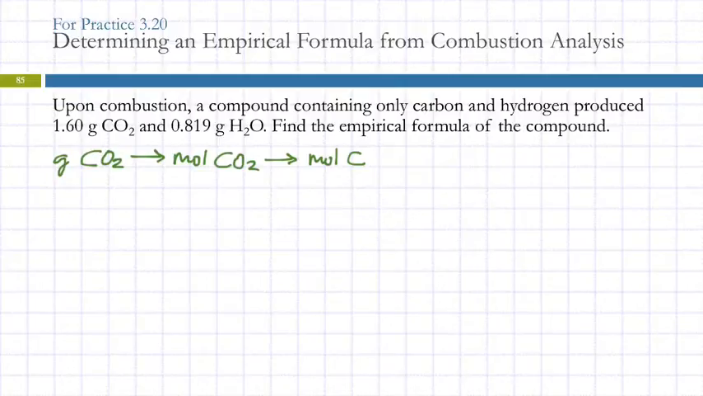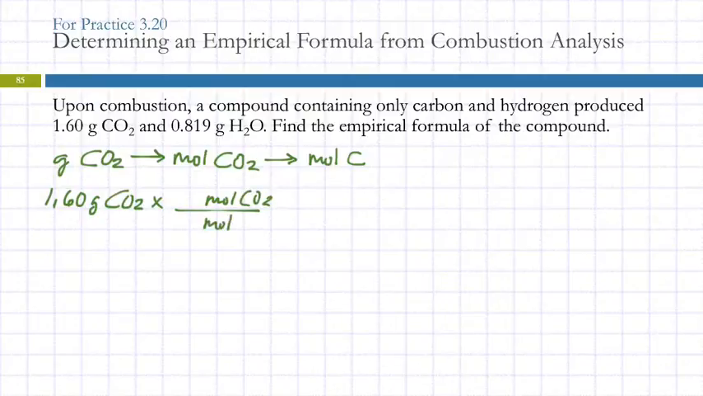We really could just stop there, because when we do the empirical formula, we would take the mass and we would convert it back to moles. So it's easier for a problem like this to just stop here. So that's what I'm going to do on this one. So, 1.60 grams of carbon dioxide. We want to convert to moles of carbon dioxide.